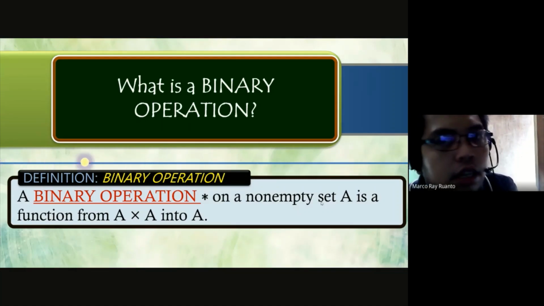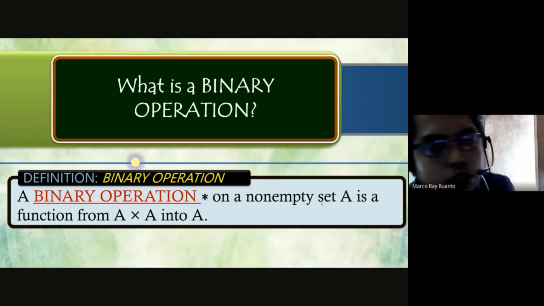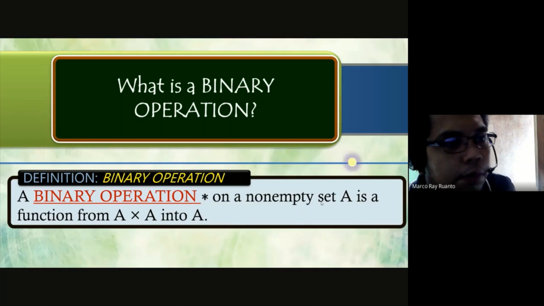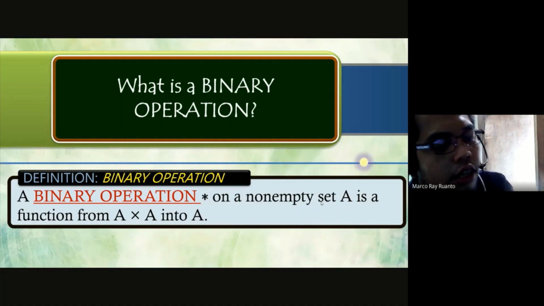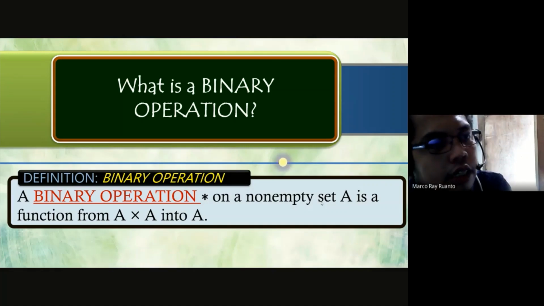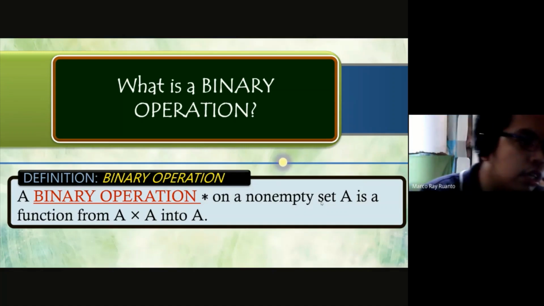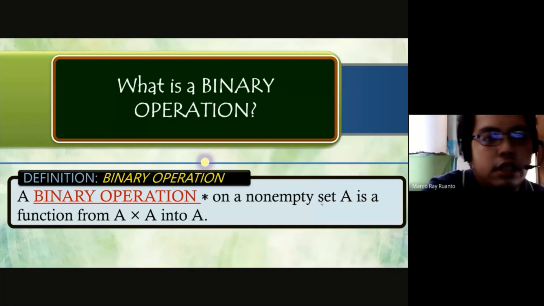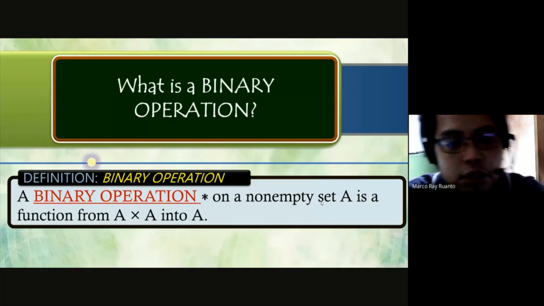Let's say addition. Addition on natural numbers is a binary operation. Why? A natural counting number plus a natural counting number, the answer is also a natural counting number. So that is a binary operation.